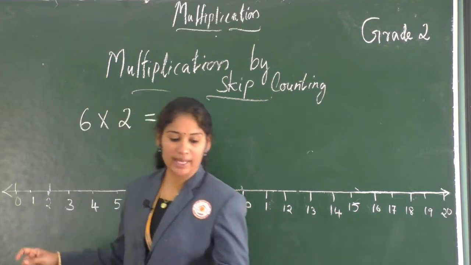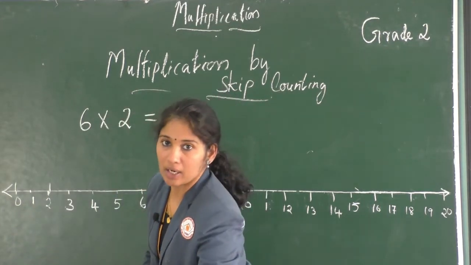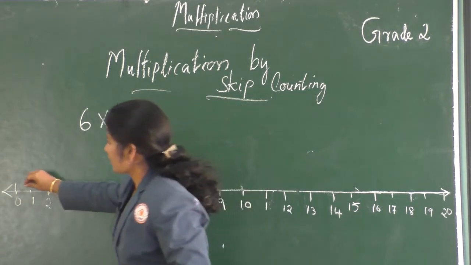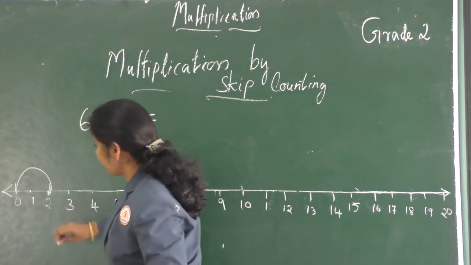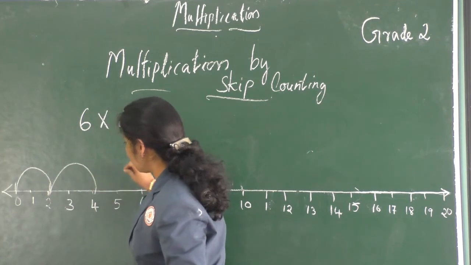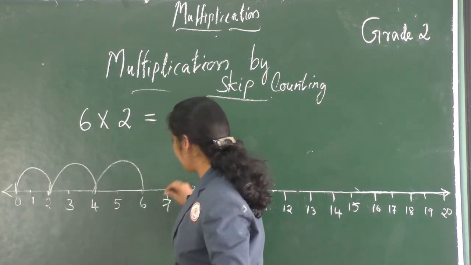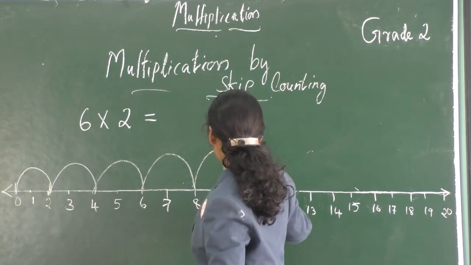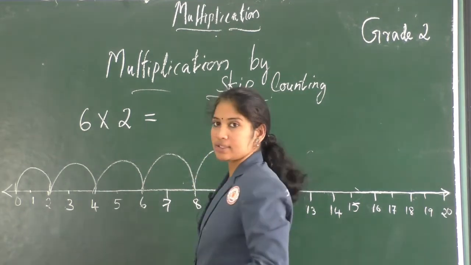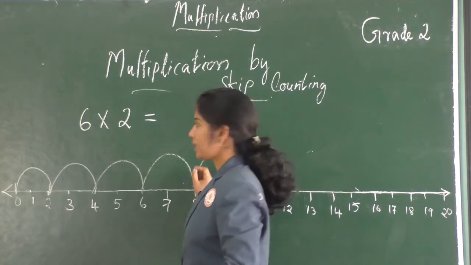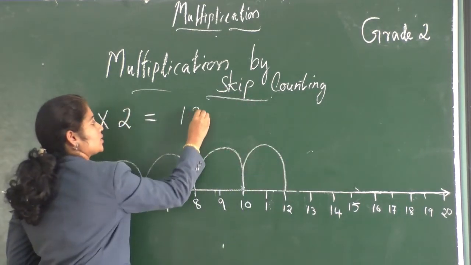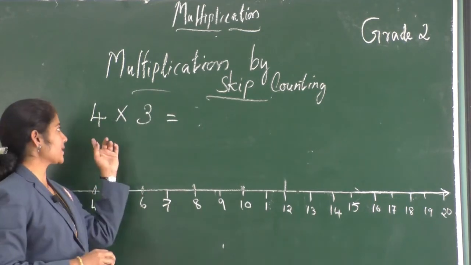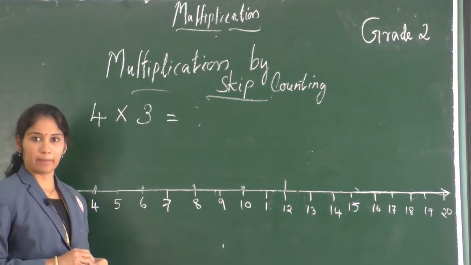We can find out the answer by skipping 2 by 6. So 1, 2, 3, 4, 5, 6. So 6 into 2 is equal to 12. Children, we'll take another example, 4 multiplied by 3.